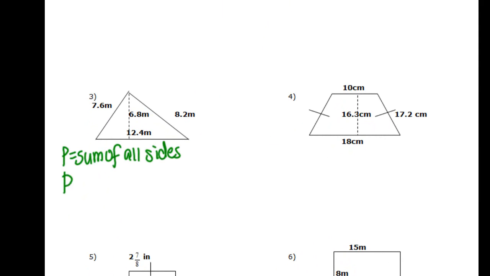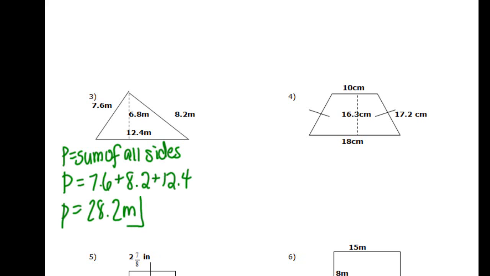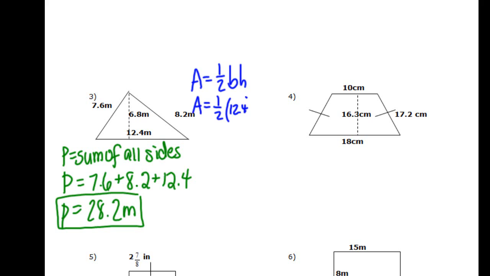So I'm going to add up the sides, which are 7.6 plus 8.2 plus, be careful, 12.4. If you add those up, you will get 28.2, and that's going to be meters. Now to do area, I'm going to write my formula first, 1/2 base times height. So area is 1/2, 12.4, and in this case, 6.8 is the height. That is always the perpendicular. The height is perpendicular to the base.